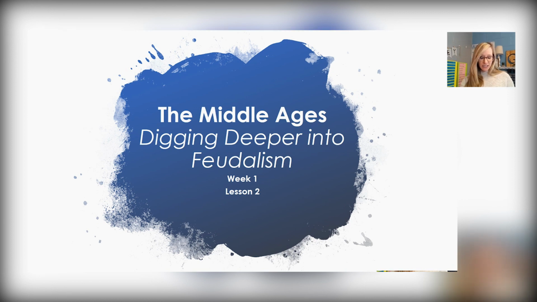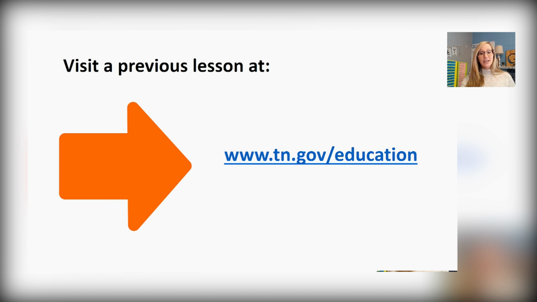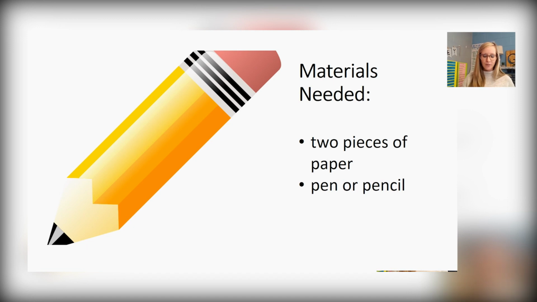Today, we will continue to learn about the Middle Ages. However, if you didn't see our previous lesson, you can find it at the Tennessee Department of Education's website at www.tn.gov/education. You can still tune in to today's lesson if you haven't seen our others, but it might be more fun if you first go back and watch our other lesson, since we'll be talking about the things that we learned previously. The materials that you will need for today are 2 pieces of paper and a pen or pencil, as well as a hard surface to write on.